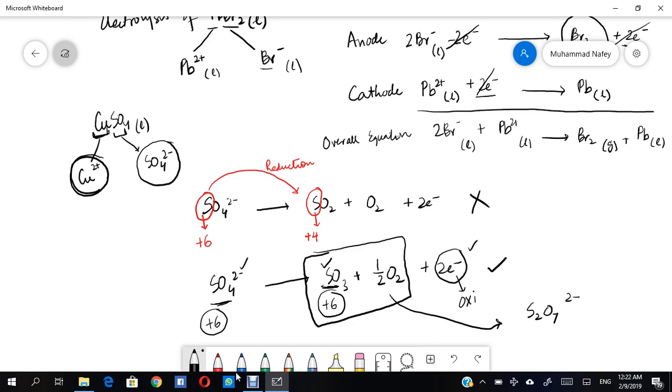Why is this more plausible? Because in both sulfate and sulfur trioxide, the oxidation number of sulfur is +6. Therefore, there is no oxidation in sulfur on both sides of the equation. However, this equation is still an oxidation reaction because two electrons are being given off nevertheless. So this is how electrolysis of liquid sulfates takes place.